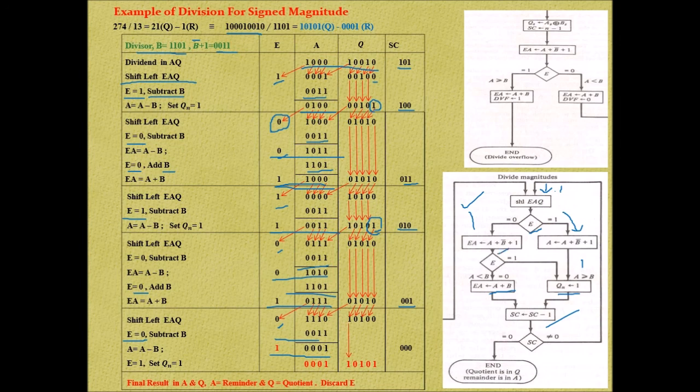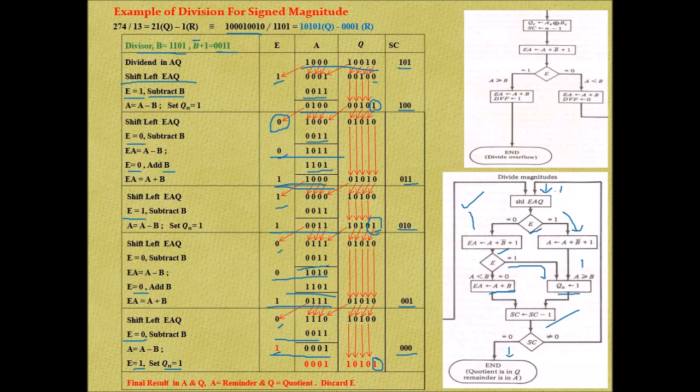After that I have to check E again. Now my E is equal to 1. If E is equal to 1, I have to set Qn equal to 1. That means E is equal to 1, go in this direction and set Qn equal to 1. So this Qn is set to 1 here and the rest of the bits are kept the same. Again after this operation is performed, we have to decrement the sequence counter. Now decrementing the sequence counter, the sequence counter becomes 0. Once we check the sequence counter here, it is 0 and the divide operation is completed.